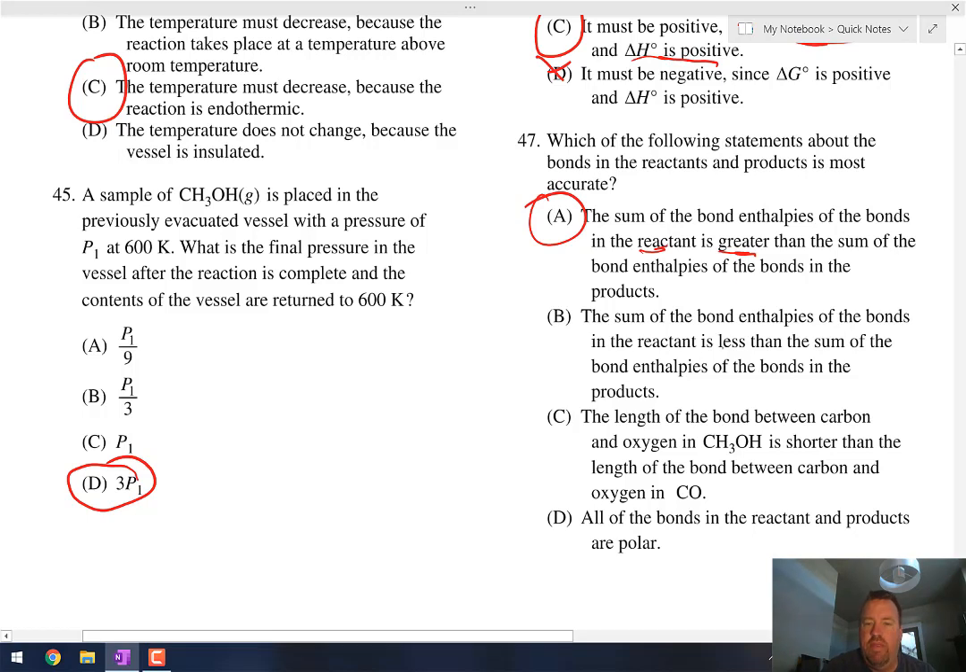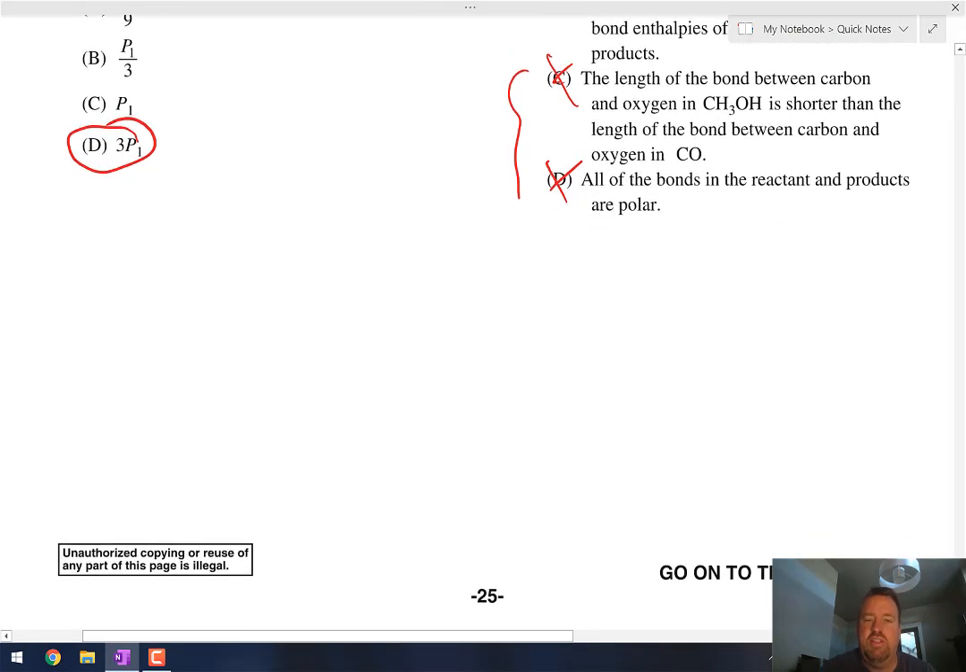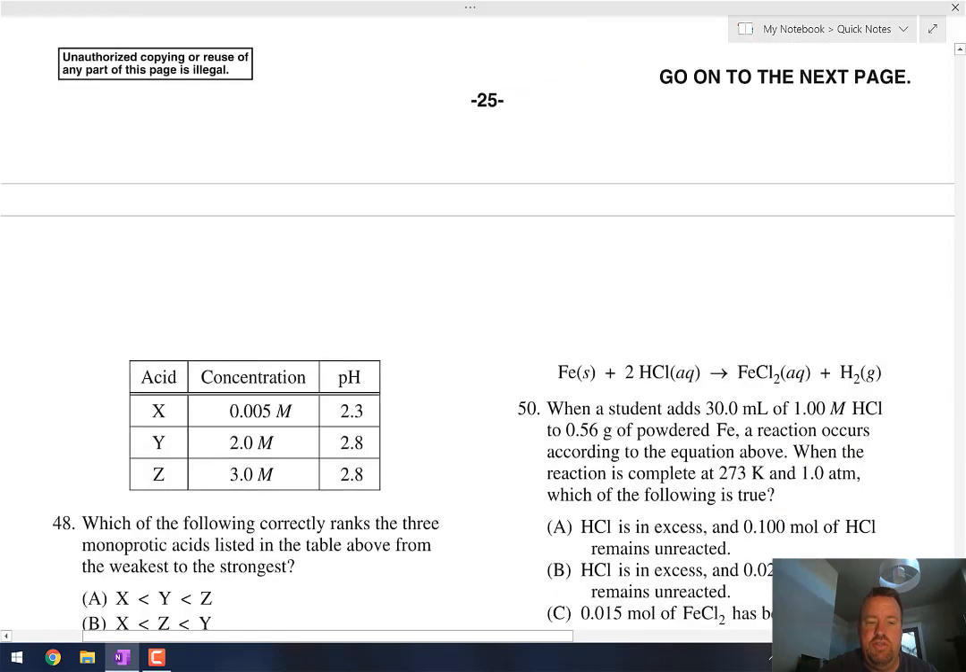Here it says less than the length of the bonds. I don't even know what they're talking about there, and whether they're polar or non-polar doesn't matter. Clearly they had a hard time coming up with some wrong answers here. Because anytime they talk about enthalpy and bond energies, it's about comparing the reactants to the products and which one has the greater bond energies.